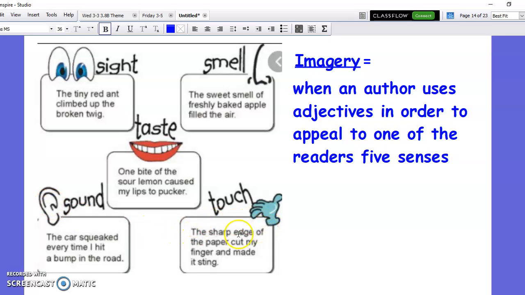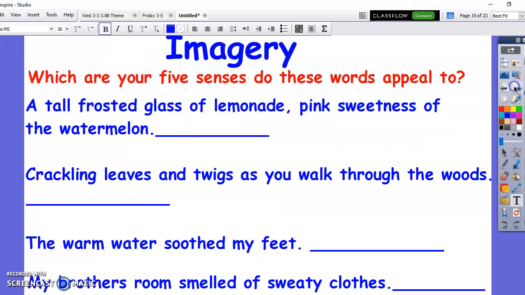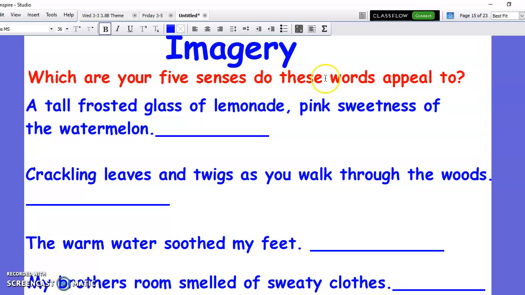The sharp edge of the paper cut my finger and made it sting. Sting is a verb to describe when something's hurting your skin, so that appeals to your sense of touch. And here are some more examples that you will answer. Which of your five senses do these words appeal to?